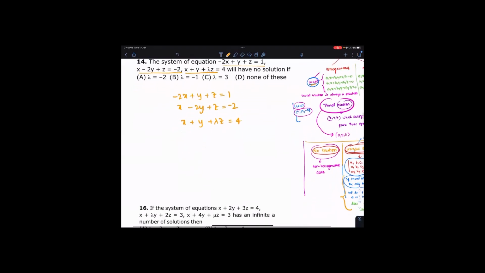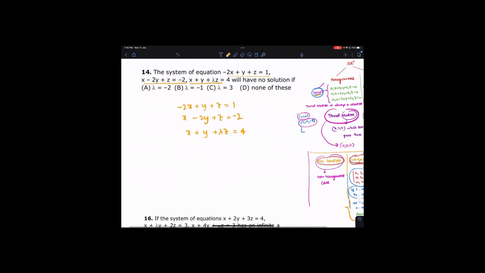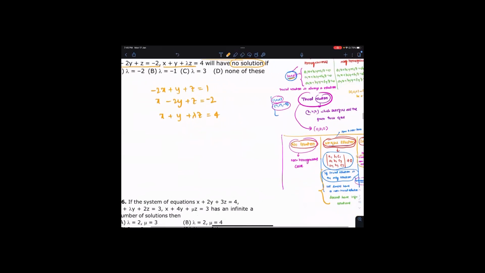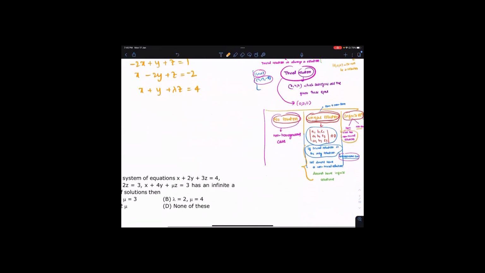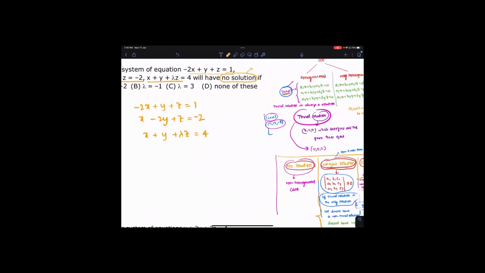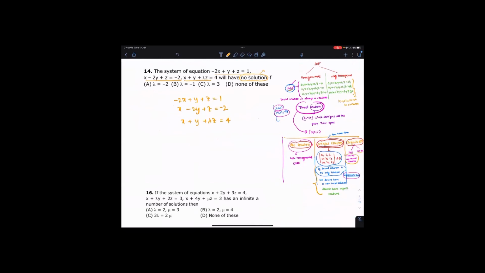Now, they have given no solution. No solution means definitely it doesn't fall into the unique solution category. If it is a unique solution, the determinant is not 0. If it is either no solution or infinite solutions, put det equal to 0. That's all. What is det? 1, 1, 1; 1, minus 2, 1; 1, 1, lambda.